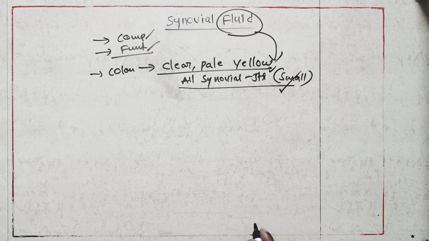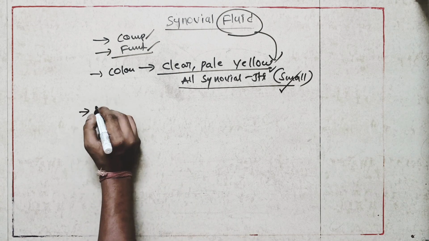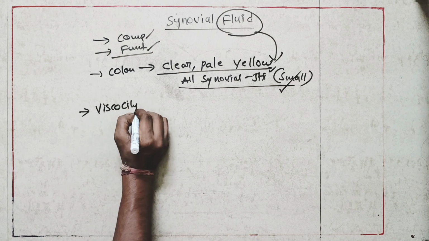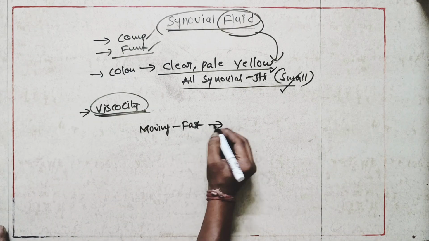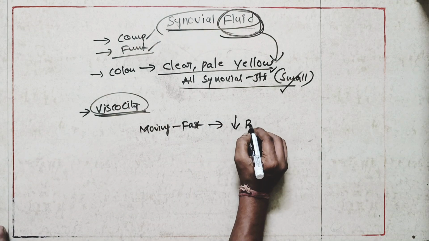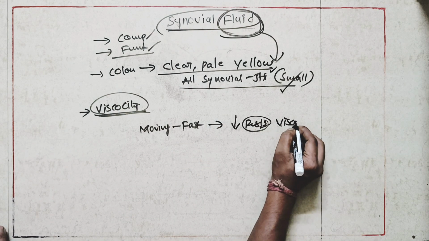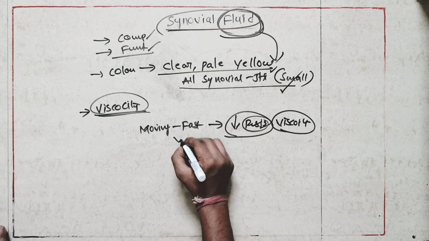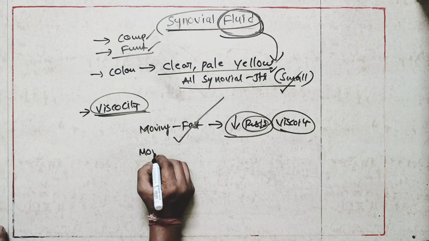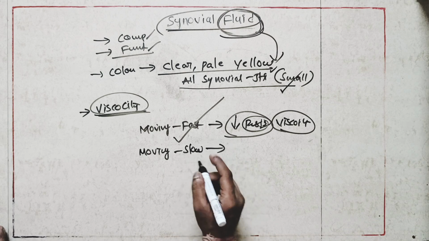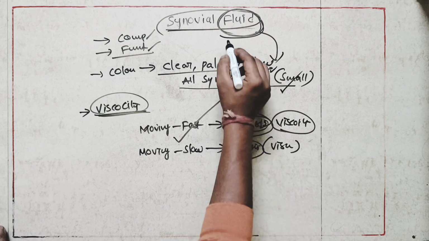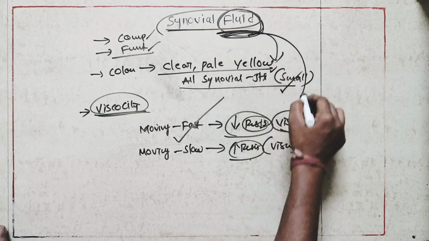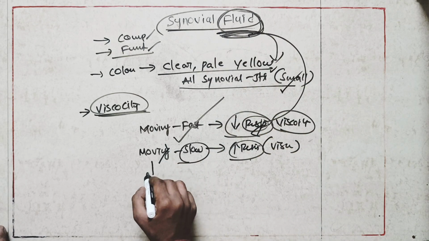Okay. Now if we come to the property, like all connective tissue structures, here also we have a property, that is viscosity. Suppose we are moving the joint fast, then the fluid will give less resistance, nothing but less viscosity. If the viscosity is less, movement will happen very freely. If we are moving the joint slowly, resistance will be more. The synovial fluid will show more resistance to the movement, so movement will be less.